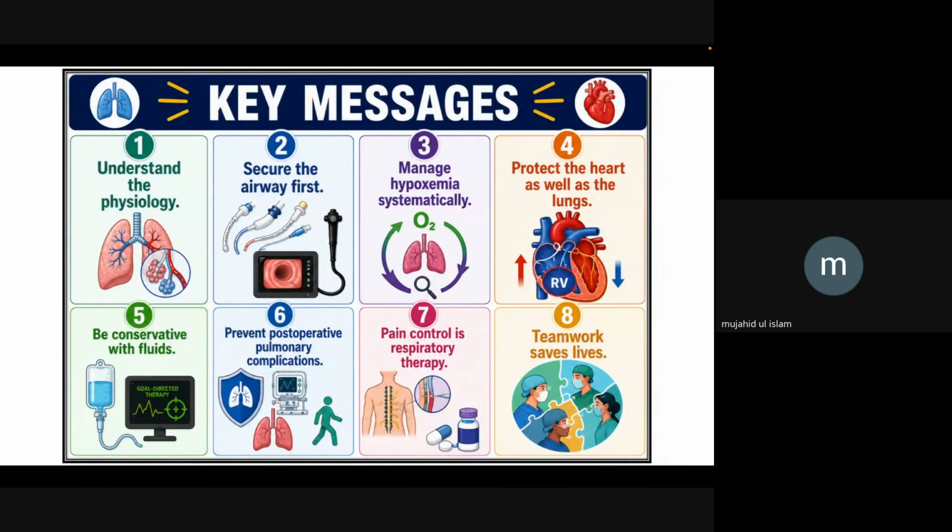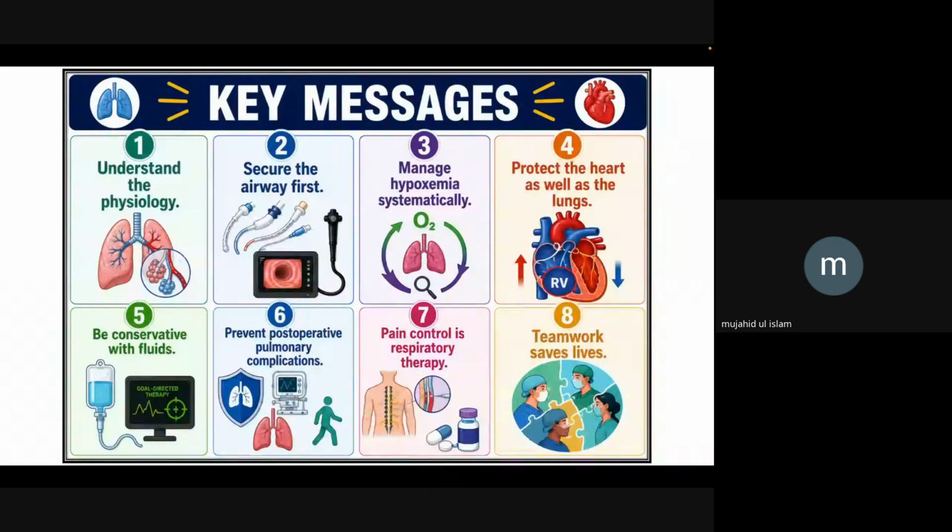To conclude, these are the 8 key messages from today's session. First, understand the physiology. Thoracic anesthesia intentionally creates a major VQ mismatch, and preserving HPV is essential for oxygenation. Second, secure the airway first by choosing the appropriate lung isolation device and always confirm its position with bronchoscopy.